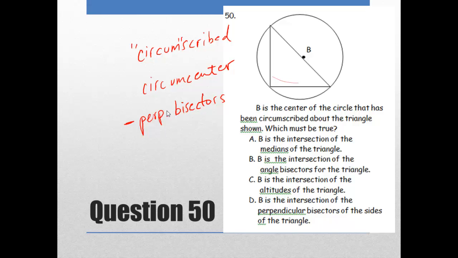There's only 4 of them. That's it. You can remember 4 things. So circumcenter and perpendicular bisectors. So the correct answer should be D. B is the intersection of the perpendicular bisectors.